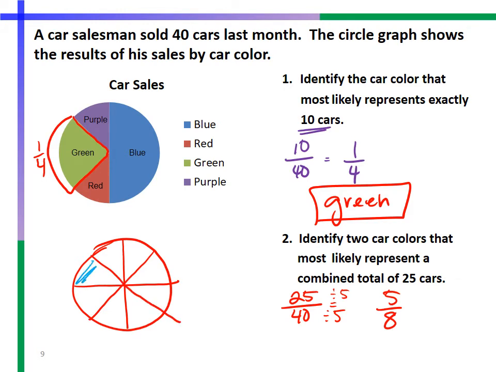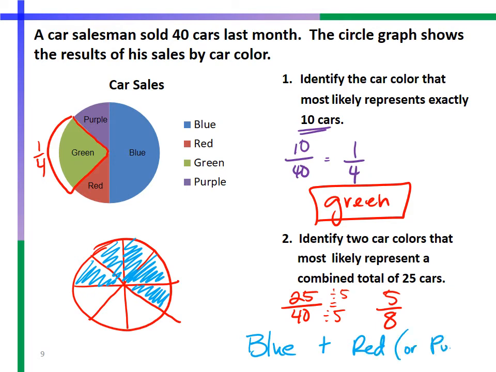What I'm going to do is color in 5 of those because I need to get an idea of how big 5/8 is. Okay, so 2 colors. First one I'm going to use is blue. And then I have choices here, so I can use red or purple. So I'm just going to put red in parentheses or purple. So I'm saying I'm using all of blue and then a little piece of red. So there's 5/8 right there.